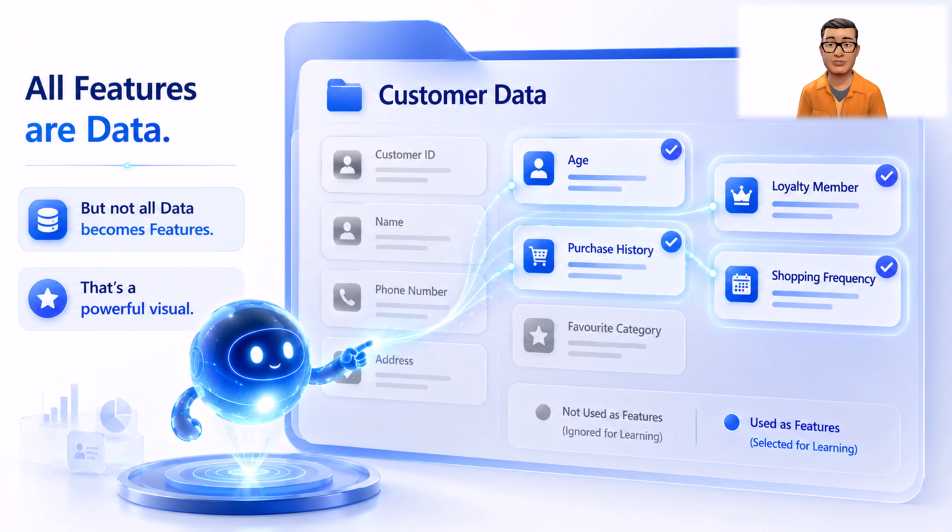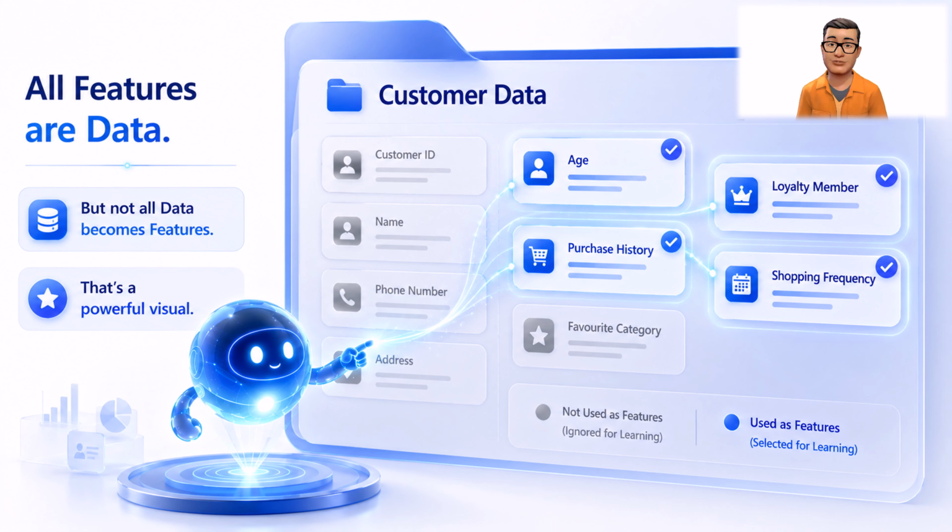Before we talk about features, let's answer a question that many beginners ask. Is all data a feature? Not necessarily. Imagine a retailer has collected lots of customer information. Some of it helps the AI make predictions, some of it doesn't. For example, a customer's shopping history may help recommend products. Their loyalty membership may also help, but their customer ID usually doesn't help.